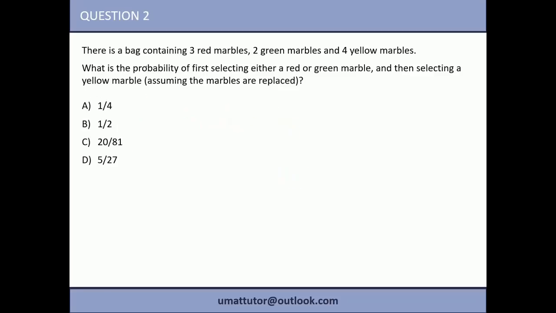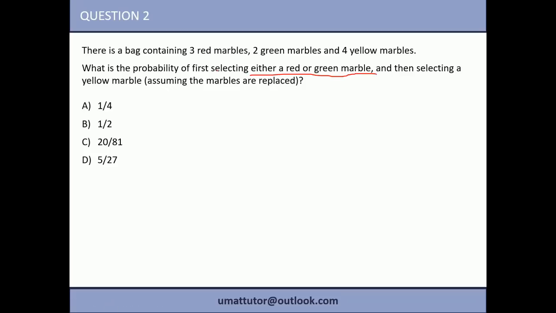Question 2, it's the same scenario, but we're now being asked what is the probability of first selecting either a red or a green marble and then selecting a yellow marble. So it's similar to before in that we've got 2 separate events, but the first event here, where we have to select either a red or a green, touches on a different concept to what we've gone through before.